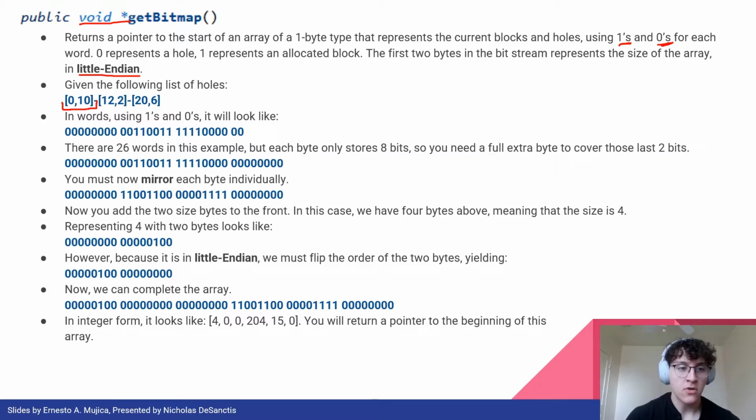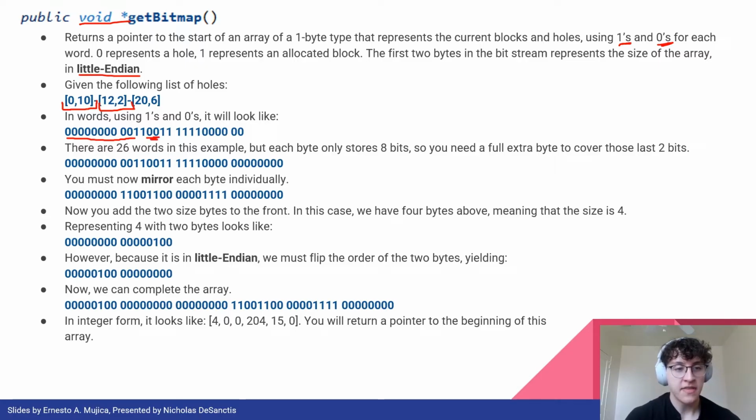So our first hole starts at 0 and is of length 10, so we would expect to see our array start with 10 zeros, and indeed that is what we see here. Then our next hole is starting at offset 12 of size 2, so we would expect the 12th bit to also be a hole, and that would go on for 2 bits, and we do see that here.